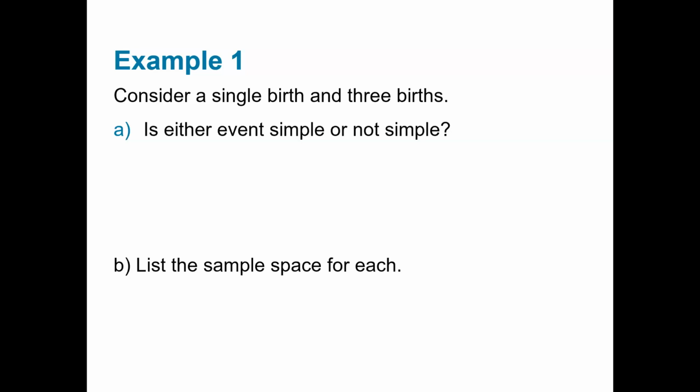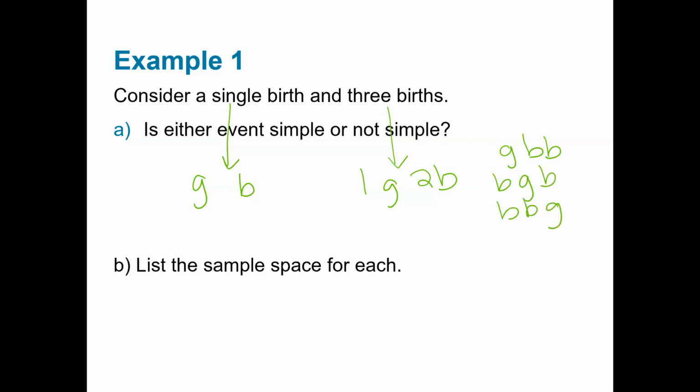So a single birth, what are the outcomes of a single birth? Well, for a single birth, we could get a girl or a boy, and we can't really break it down any further. But with 3 births, we could, let's say we got a girl and 2 boys. Well, it could be a girl and a boy and a boy. It could be a boy, a girl, and a boy. It could be a boy, and then a girl. So this is not simple because there are so many different other outcomes within that. This one is not simple and the single birth is simple.